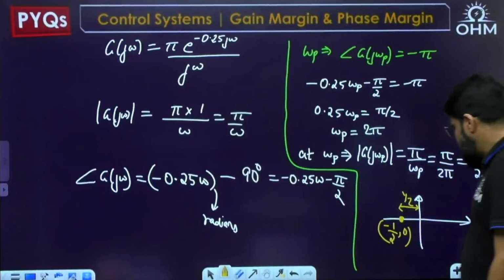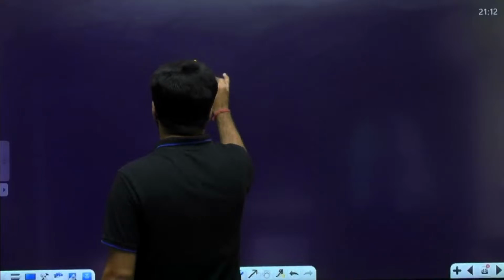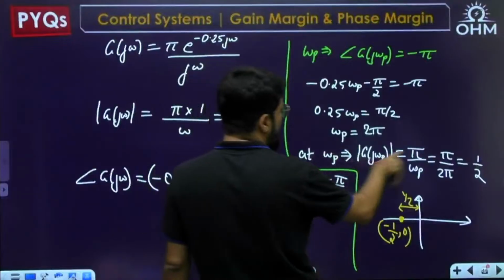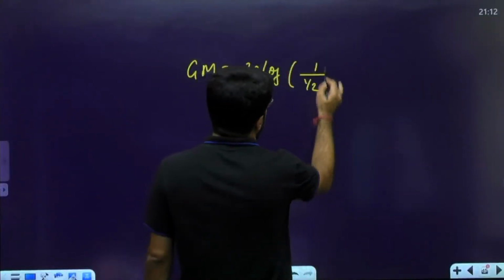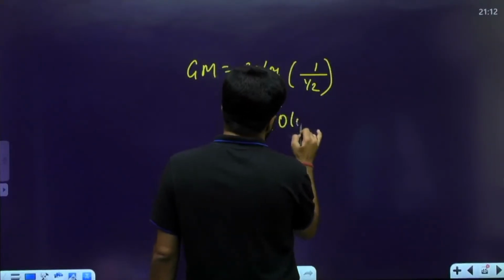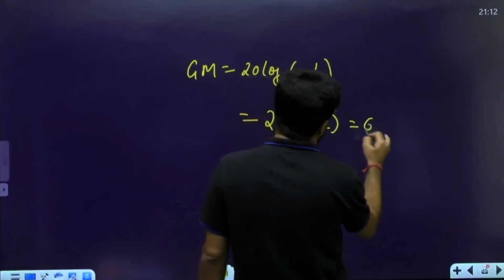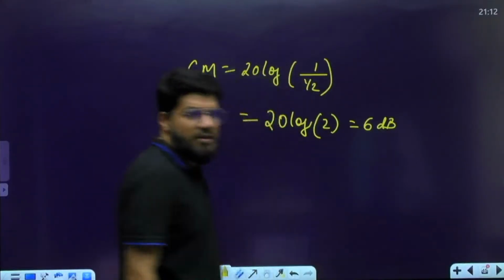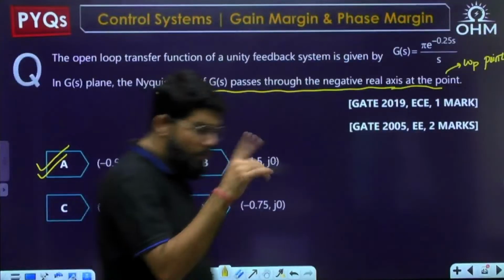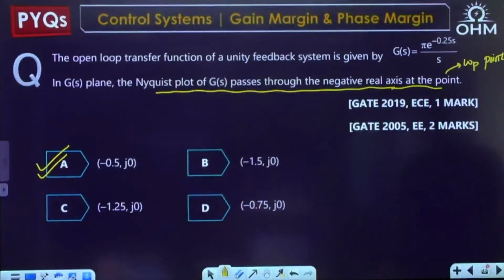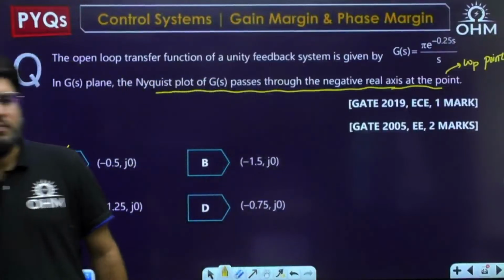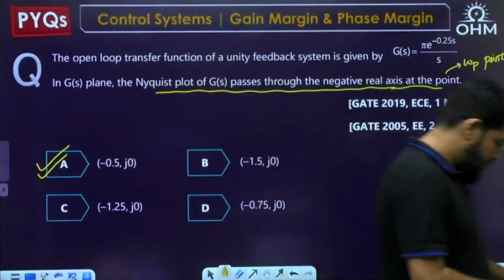Suppose if they asked you the gain margin, then we know what the gain margin is: 20 log 1 upon mod G(j omega p). So that becomes how much? 20 log 2, which will be 6 dB. If they asked you the gain margin of the question, then it is 6 dB. Right now they asked you that point where the Nyquist plot cuts the negative real axis: minus 0.5 comma 0.